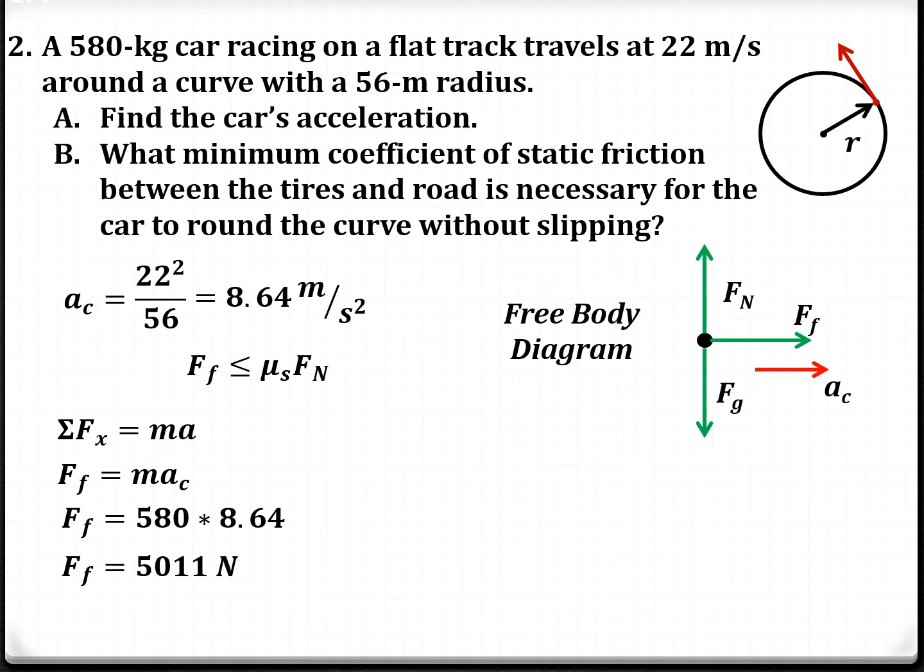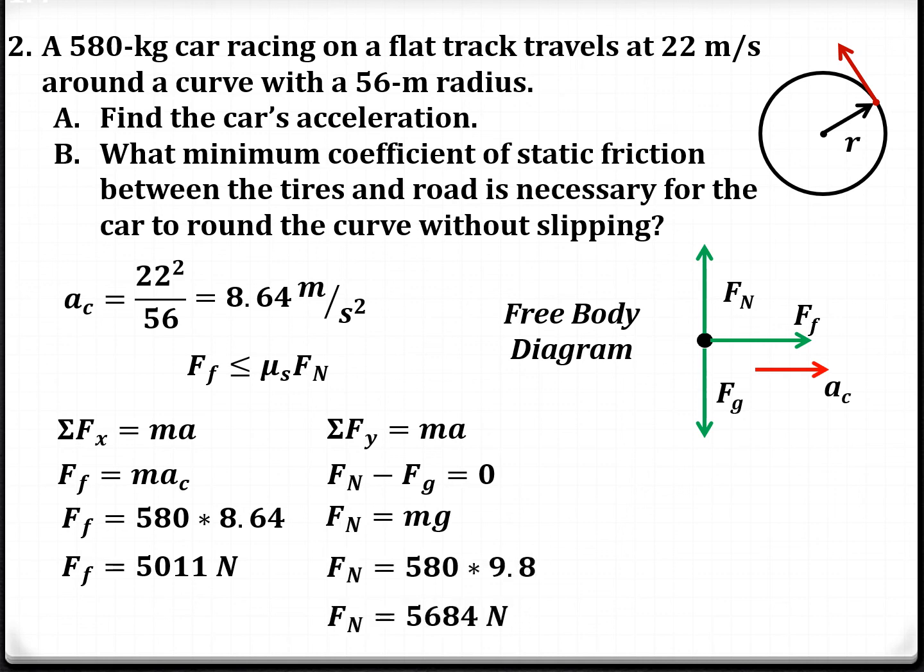Now the next part is to find the normal force. The normal force is in the vertical direction, so net force equals mass times acceleration in the vertical direction. There is no vertical acceleration. All that acceleration is horizontal. Therefore, the normal force minus force of gravity is going to be equal to 0. And since there's no acceleration in the vertical direction, normal force will be equal to the force of gravity. So it's going to be 580 times 9.8, which is 5,684 newtons.